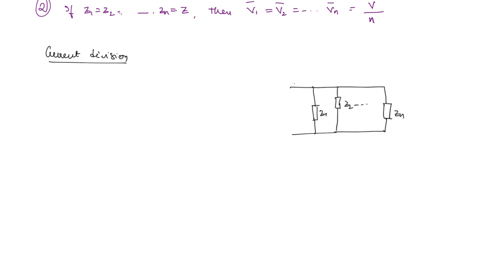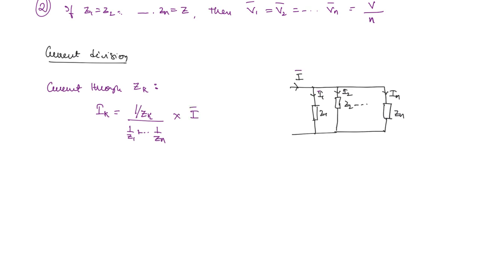And the total current flowing through this is I. So this is I1, I2 and so on till In. Then what will be the current through the kth impedance? So that means Zk, what will it be? This you can write as Ik is equal to 1 by impedance divided by the sum of reciprocals of all of the impedances into the total current.